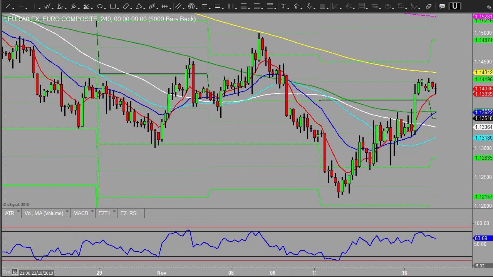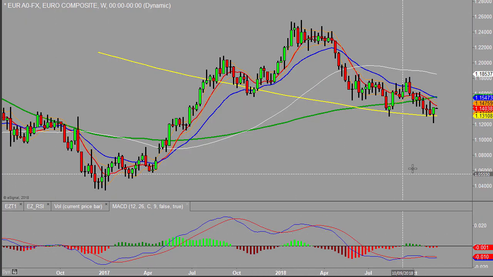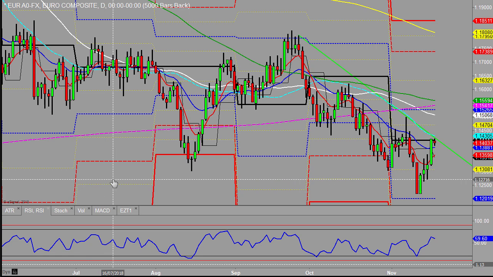But bigger picture I'll cover later more significantly on the weekly outlook, but you can see it put in quite a solid hammer there on the weeklies. So there is, as I say, a smell of bullishness in the air. Right.